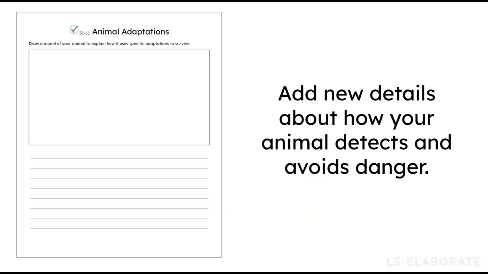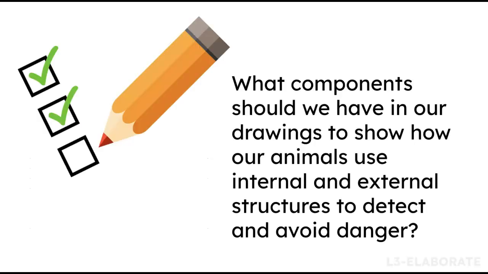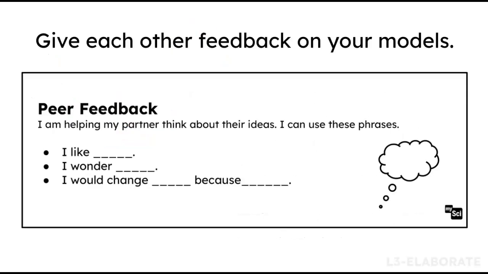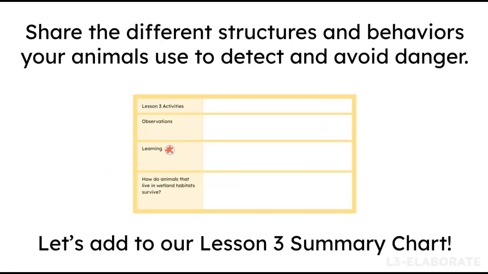For the Elaborate portion, you'll provide students time to research ways their wetland animals avoid and detect danger. You'll direct students back to their Animal Adaptation student journal page and have them add new details about how their animal detects and avoids danger. You'll use new evidence to add to the Gotta Have It checklist and have students use the peer feedback table tent cards to provide feedback to each other on their models.